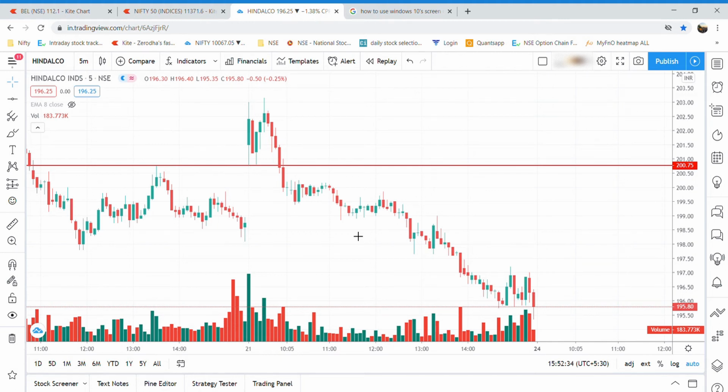Okay, so here we have Hindalco, and as you guys know, this is a 5-minute candlestick chart, and along with that we just have the volume bars and nothing else. Alright, so what we do is initially we will try to mark our support and resistance.